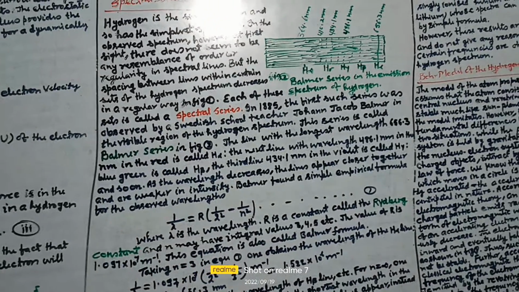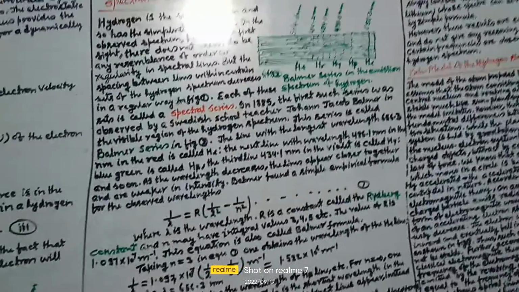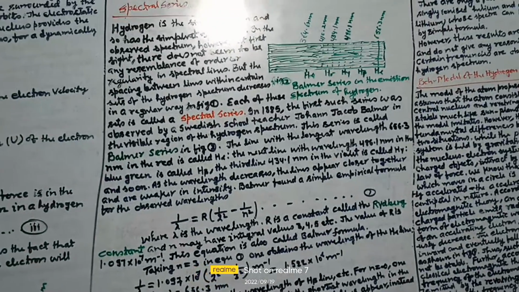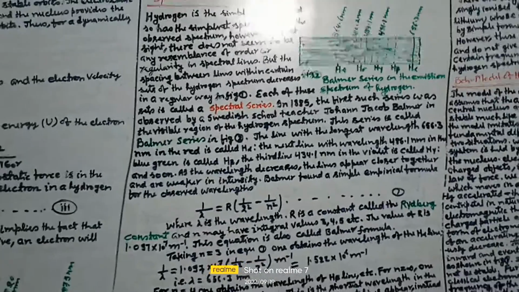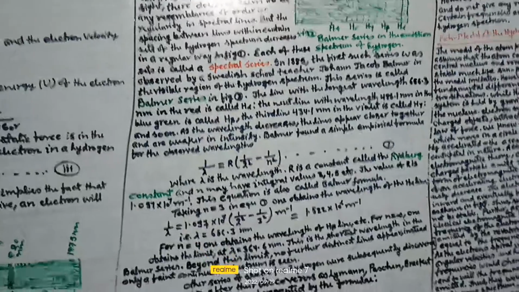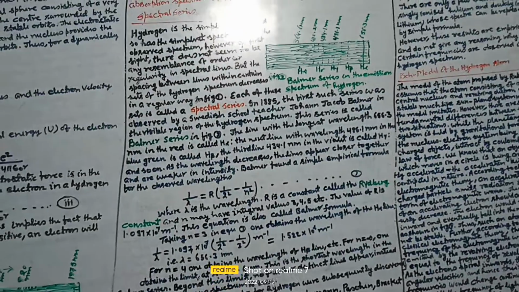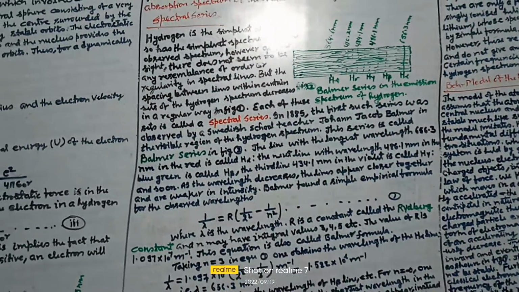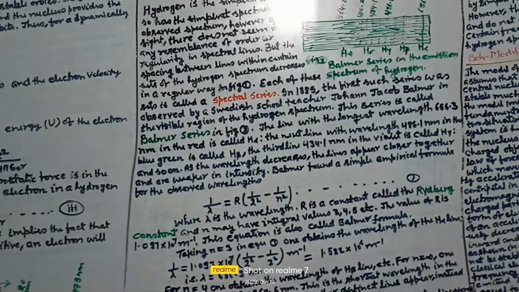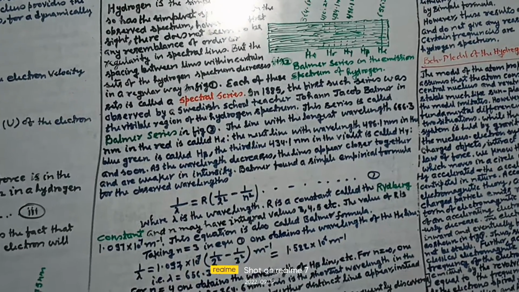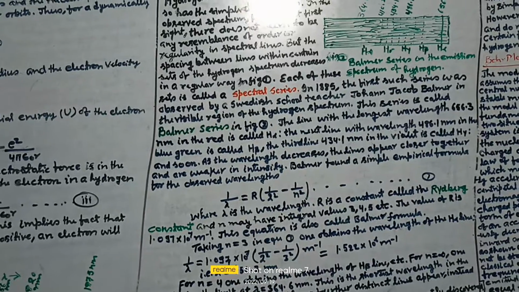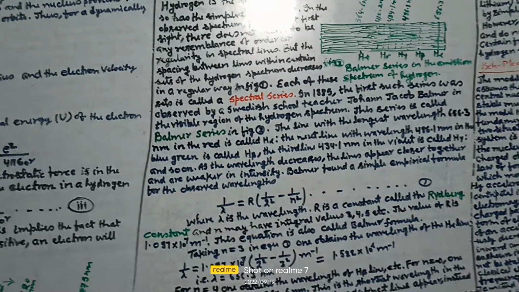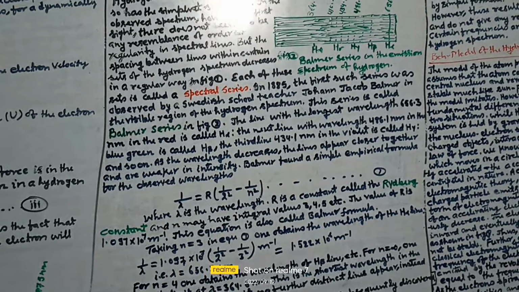Balmer found a simple empirical formula for the observed wavelengths. 1 by lambda equals R, 1 by 2 square minus 1 by n square, where lambda is the wavelength, R is a constant called the Rydberg constant, and n may have an integral value of 3, 4, 5, etc. The value of R is 1.097 times 10 to the power 7 meter minus 1. This equation is also called the Balmer formula.